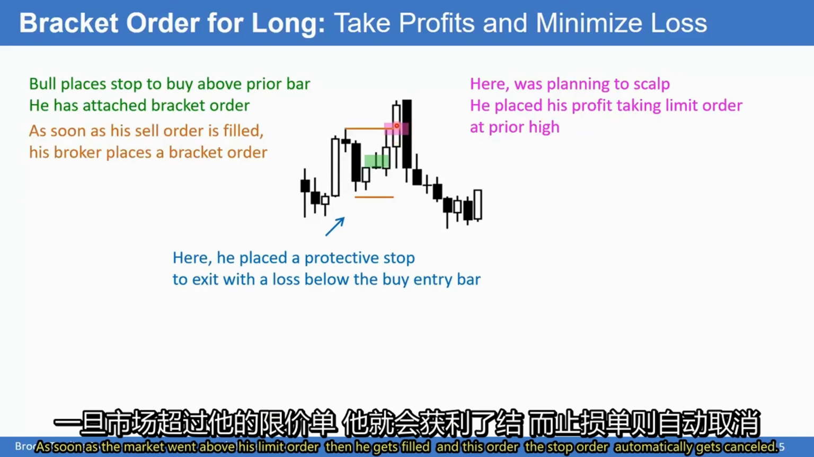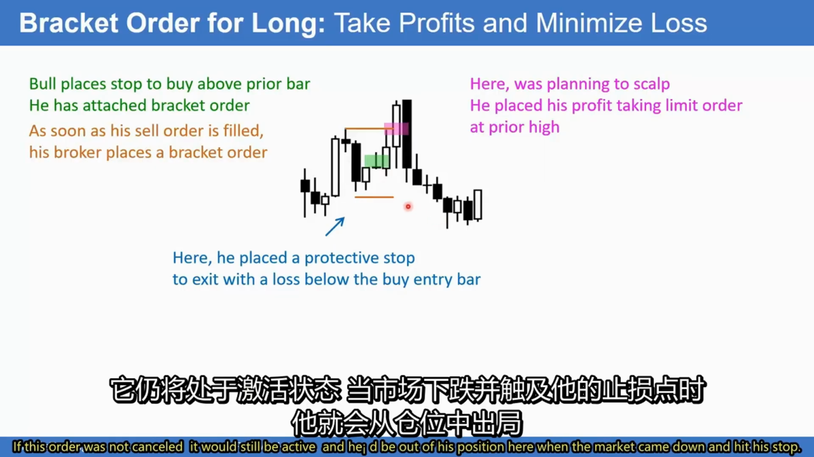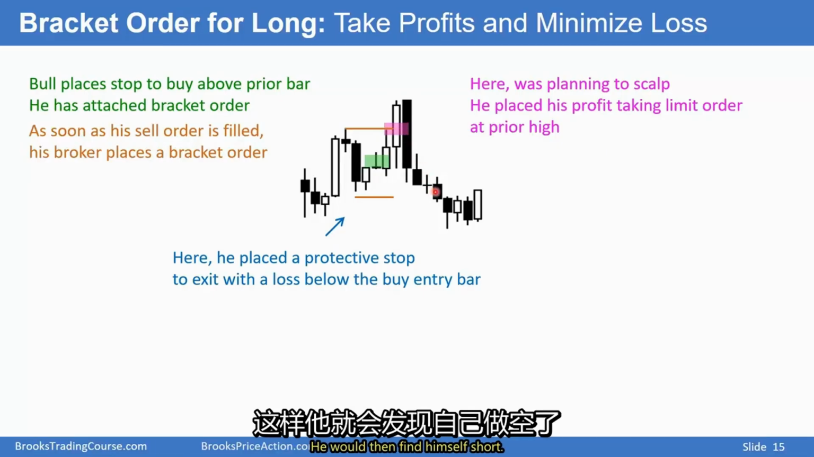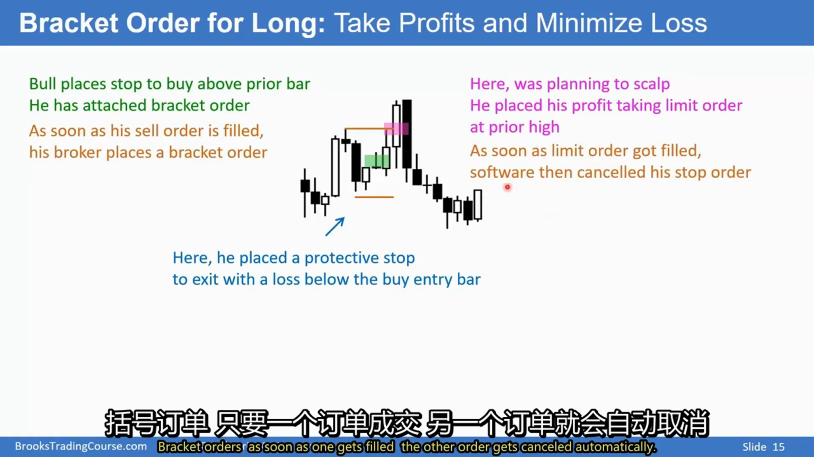As soon as the market went above his limit order, then he gets filled, and this order, the stop order, automatically gets canceled. He no longer has a position when he gets filled here. He exited his trade, so he no longer needs a stop order. If this order was not canceled, it would still be active. He'd be out of his position here. When the market came down and hit his stop, he would then find himself short. Bracket orders, as soon as one gets filled, the other order gets canceled automatically.